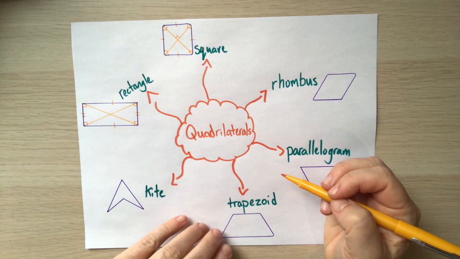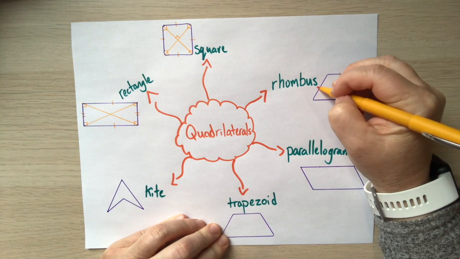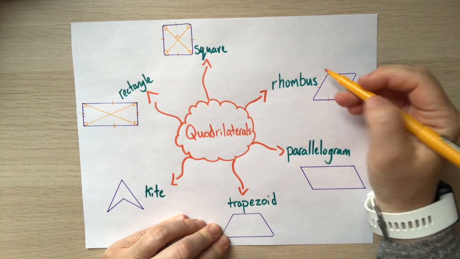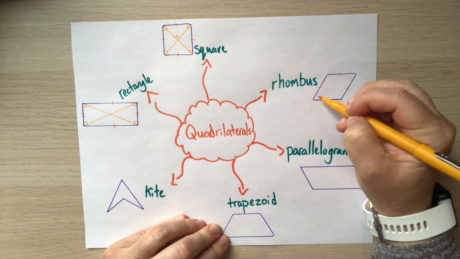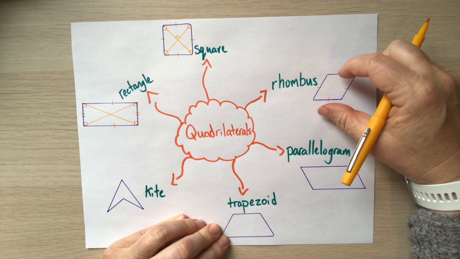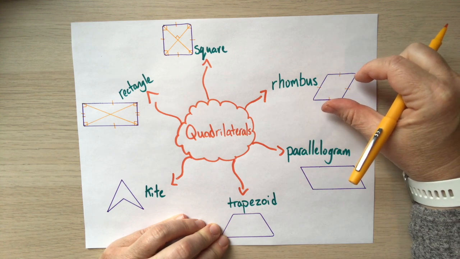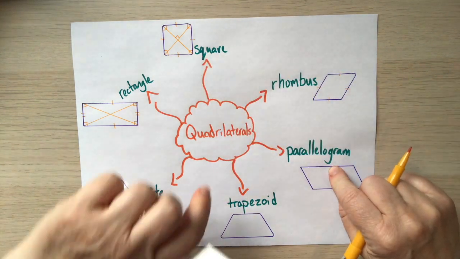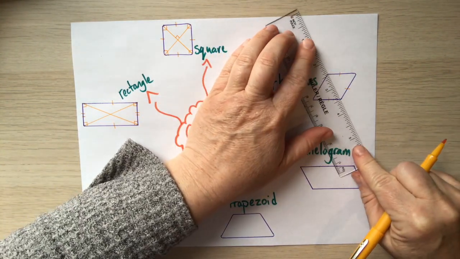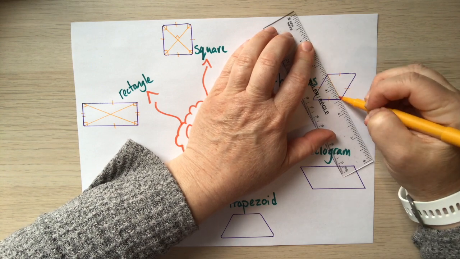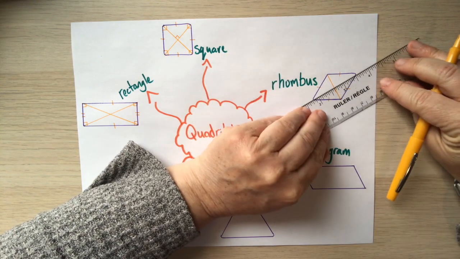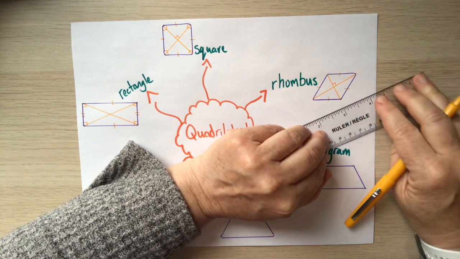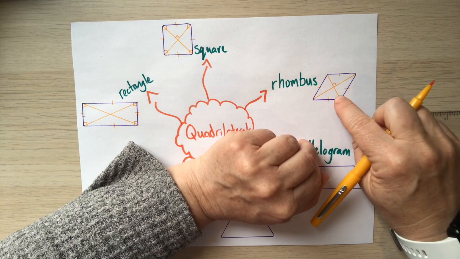Now for the rhombus, all sides are equal on a rhombus, which is similar to your square. However, the angles are not the same, right? Because it's almost like we take a square and we bend it a little. That's the difference between the rhombus and the square. However, when you make a diagonal line through this, these are actually perpendicular to each other in the center.